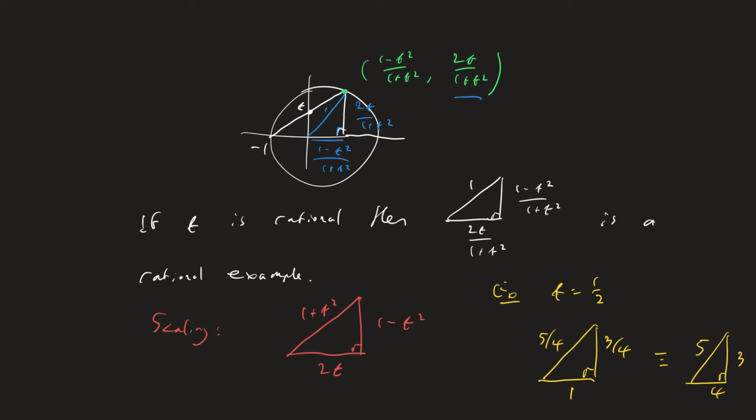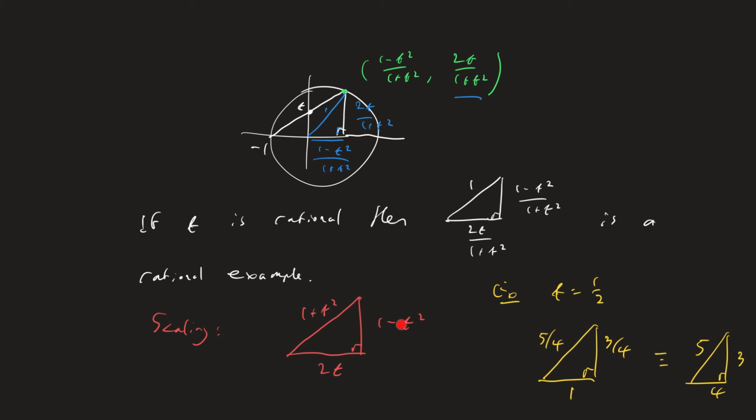Redrawing it here with the side lengths flipped, we can clear denominators by multiplying all side lengths by 1 plus t squared. That will give us 1 plus t squared along the hypotenuse, 2t along here, and 1 minus t squared along here. Any rational value of t will give us a triangle with rational lengths.